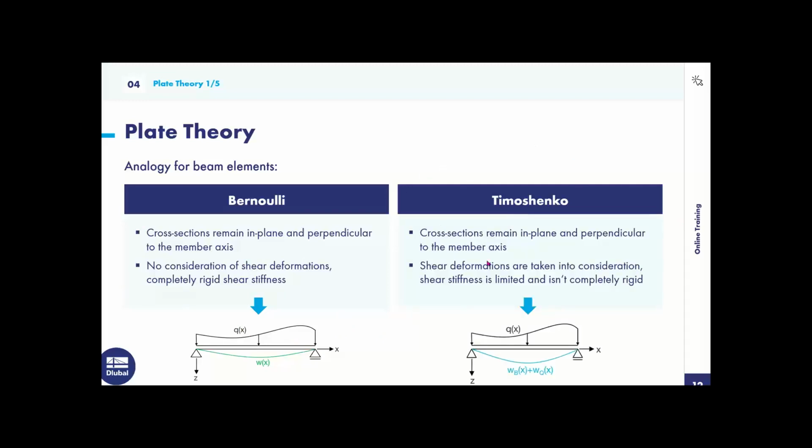When it comes to the Timoshenko theory, similar to Bernoulli's, we assume that the cross sections remain in plane and are perpendicular to the member axes. But we assume that the shear deformations are taken into consideration and shear stiffness is limited and isn't completely rigid. So this is the more realistic theory, and this is the one that you might use in school.